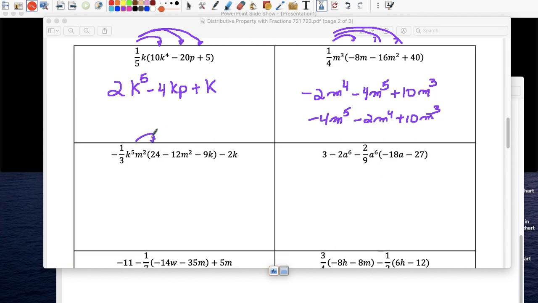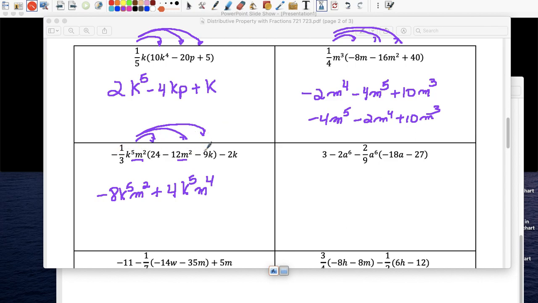Ooh, a lot to multiply here. Careful. So first one, negative 1/3 times 24 is negative 8, and then k to the 5th m squared comes along. Then negative 1/3 k to the 5th m squared times negative 12 m squared. So first of all, negative times a negative is a positive. 1/3 of 12 is 4. k to the 5th, the k has nobody to multiply, so I just write k to the 5th power. But there's an m here, m squared and m squared, which gives me m to the 4th.